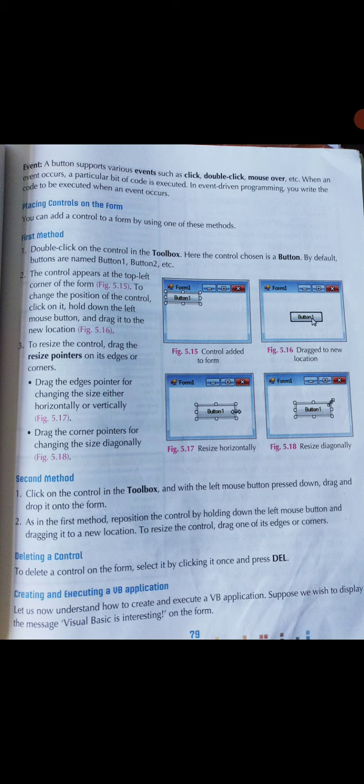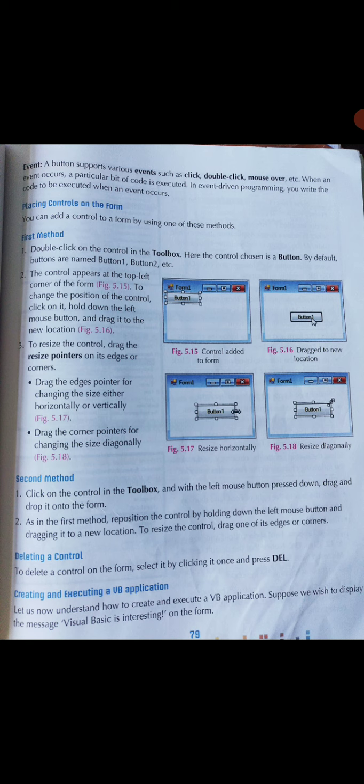Then Roman number 2, second method, underline, hyphen. You will write step 1: click on the control in the toolbox and with the left mouse button pressed down, drag and drop it onto the form. Then step 2: as in the first method, reposition the control by holding down the left mouse button and dragging it to a new location. To resize the control, drag one of its edges or corners, up to your corners.